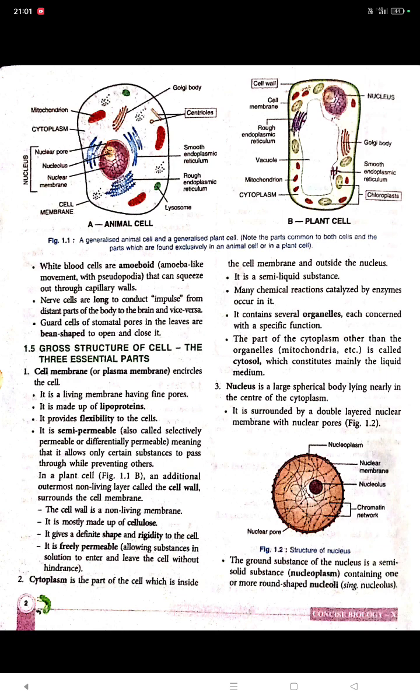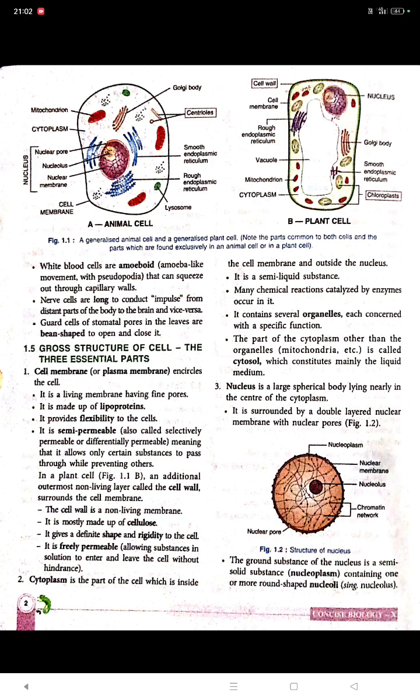Centrioles are present in the animal cell, but the centrioles are not present in the plant cell. And next, chloroplasts are not present in the animal cell, and vacuole is also not present in the animal cell. And three things are common. What are they? The cell membrane, cytoplasm, and the nucleus. Okay. Yes, we have discussed all this.